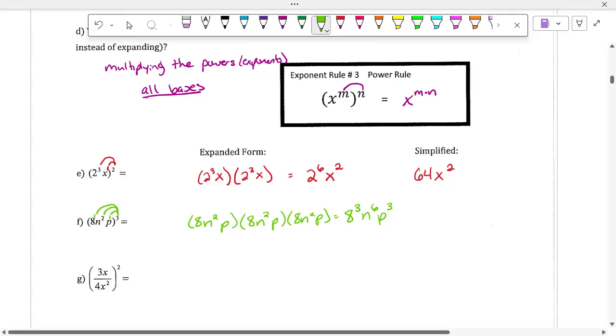The 8, even though it's technically a coefficient, if you're raising it to a power, you have to raise the coefficient to the correct power as well. So then this would be 512 n to the 6 p cubed.